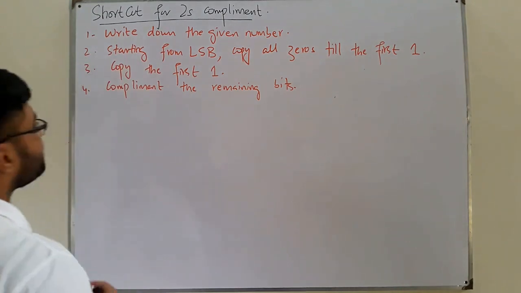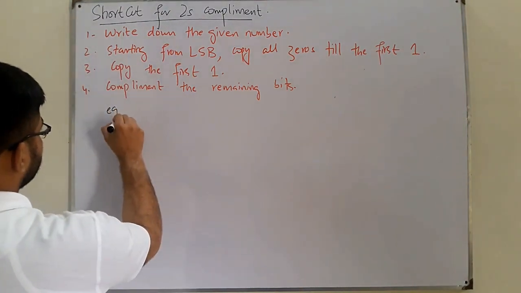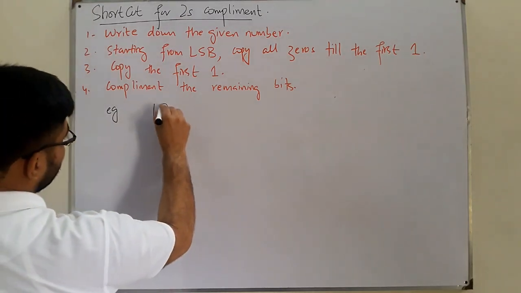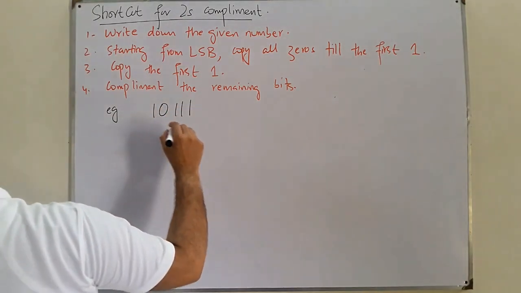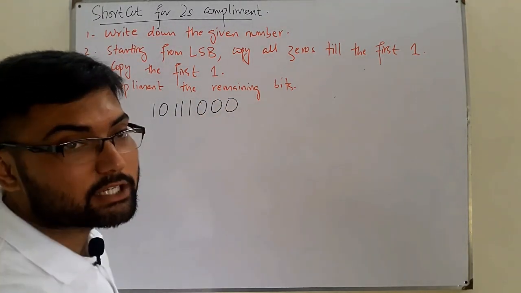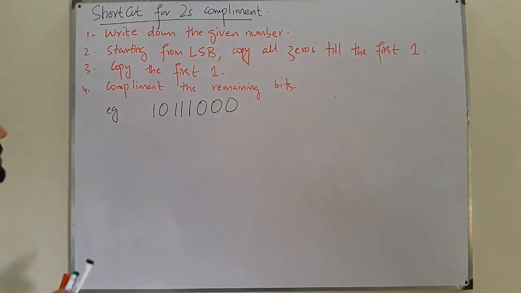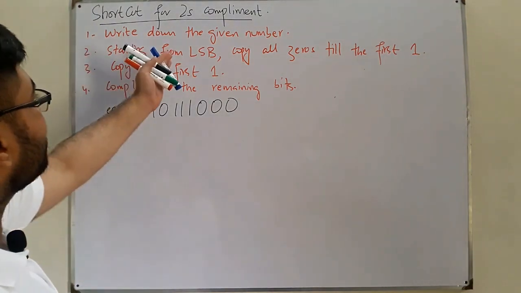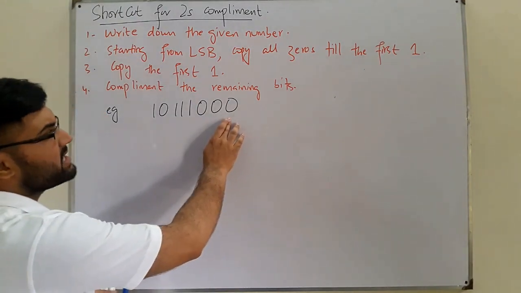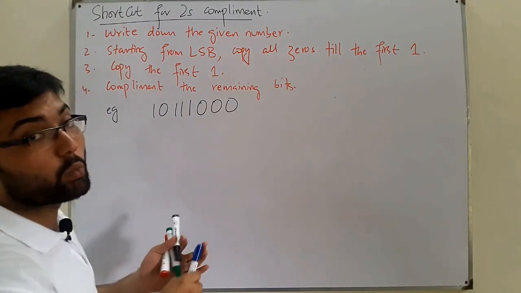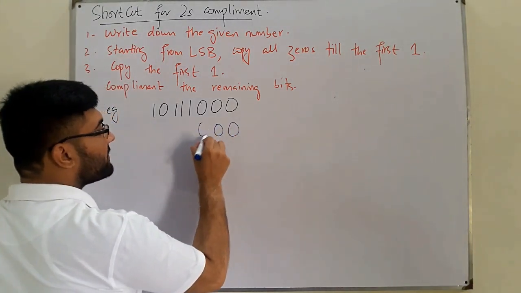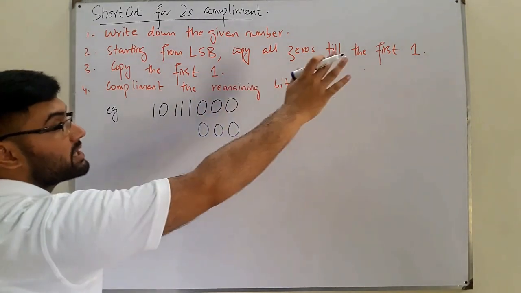Let's have an example. For example, 1011000. You have to go from right to left, all right? So what do you do? Writing down the given number is done. Starting from the LSB, this 0 is the LSB, copy the zeros till the first one arrives. So you have a 0, you have a 0, you have a 0. The first one has arrived, all right? So step number 2 is finished.